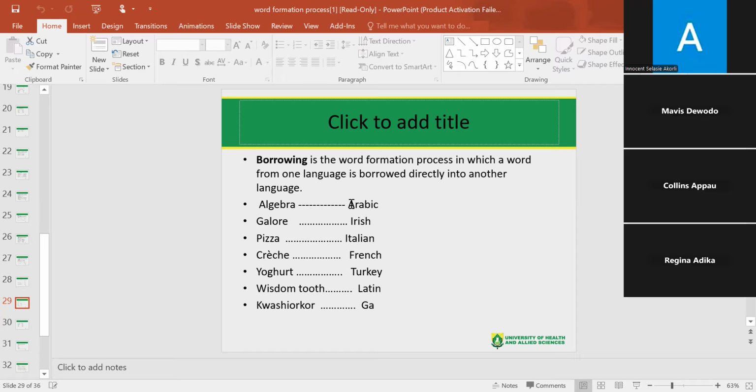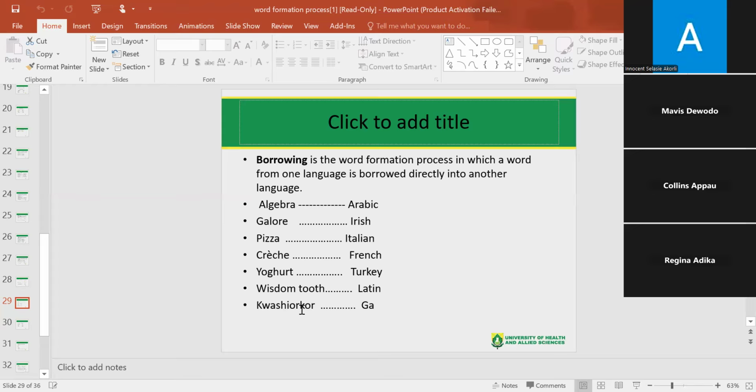So a word like algebra is Arabic origin. Galore is Irish. Pizza is Italian. Crèche is French. Yogurt is from Turkish. I think the language should be called Turkish, not Turkey. Wisdom tooth is from Latin. Kwashiorkor is from a Ghanaian language called Ga.